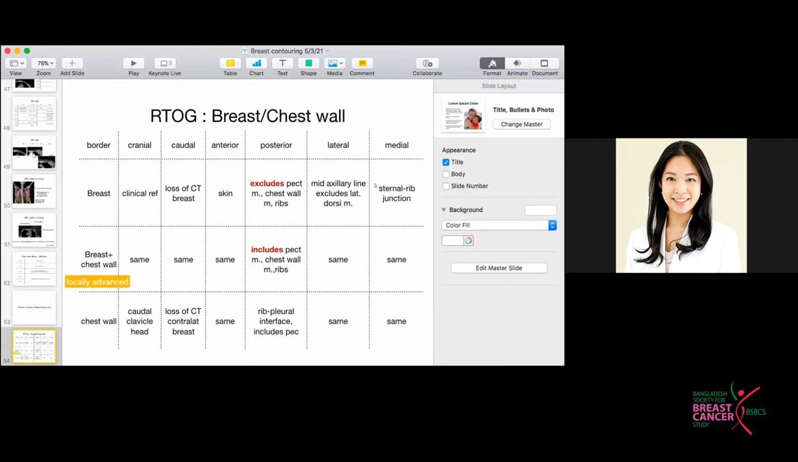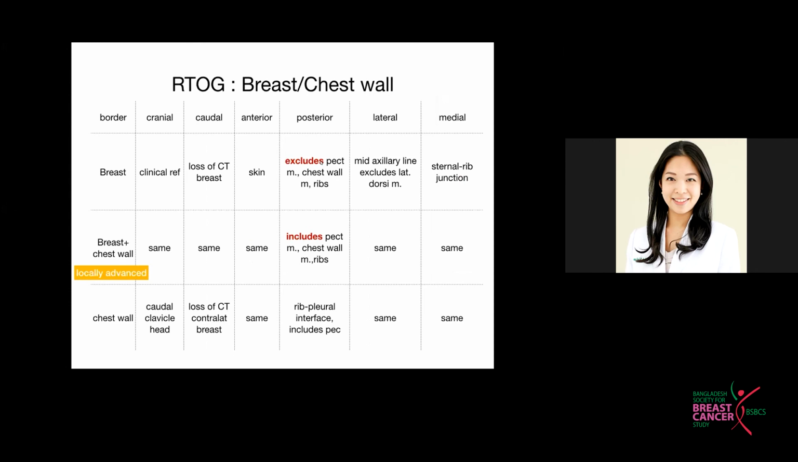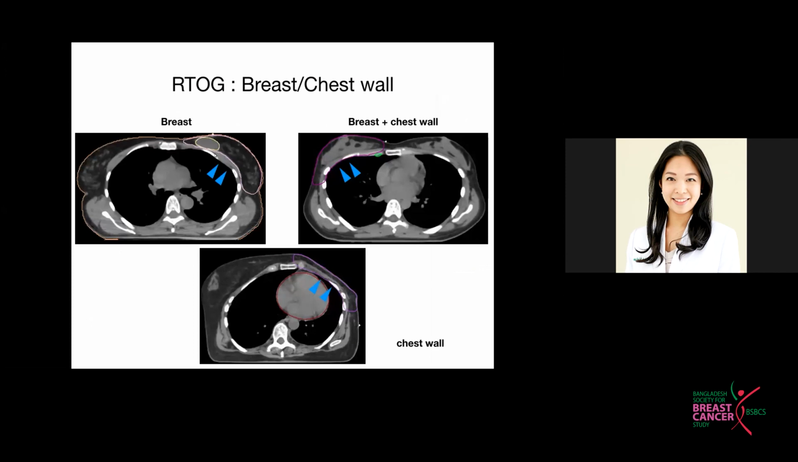For RTOG, for early breast, they exclude pec muscle, chest wall, and ribs. But for the locally advanced or the chest wall, they include pec muscle, chest wall muscles, and ribs. So this is only the breast. They exclude ribs and chest wall muscle. But for the locally advanced, they all include here.